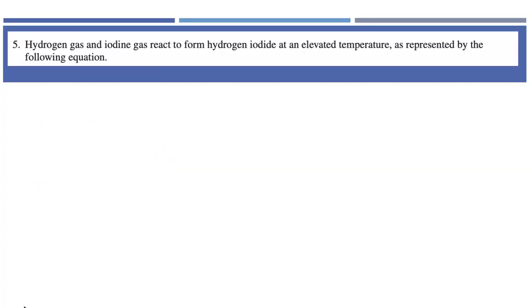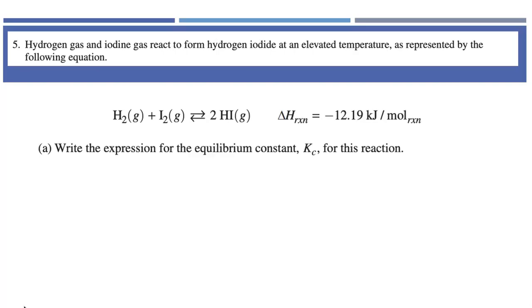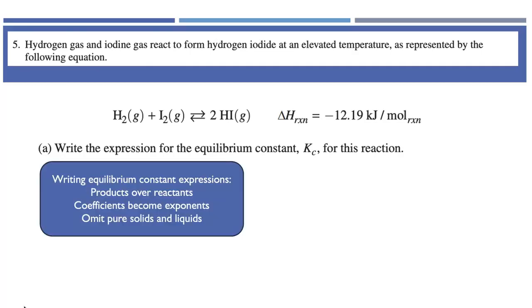Hydrogen gas and iodine gas react to form hydrogen iodide at an elevated temperature, as represented by the following equation. Write the expression for the equilibrium constant Kc for this reaction. Now, AP Chemistry students need to be able to write equilibrium constants. In case you don't remember, here are simplified rules. You do products over the reactants, your coefficients become exponents, you omit pure solids and liquids. Now, they did specifically ask for a Kc, so this is all in terms of molarities or concentrations.